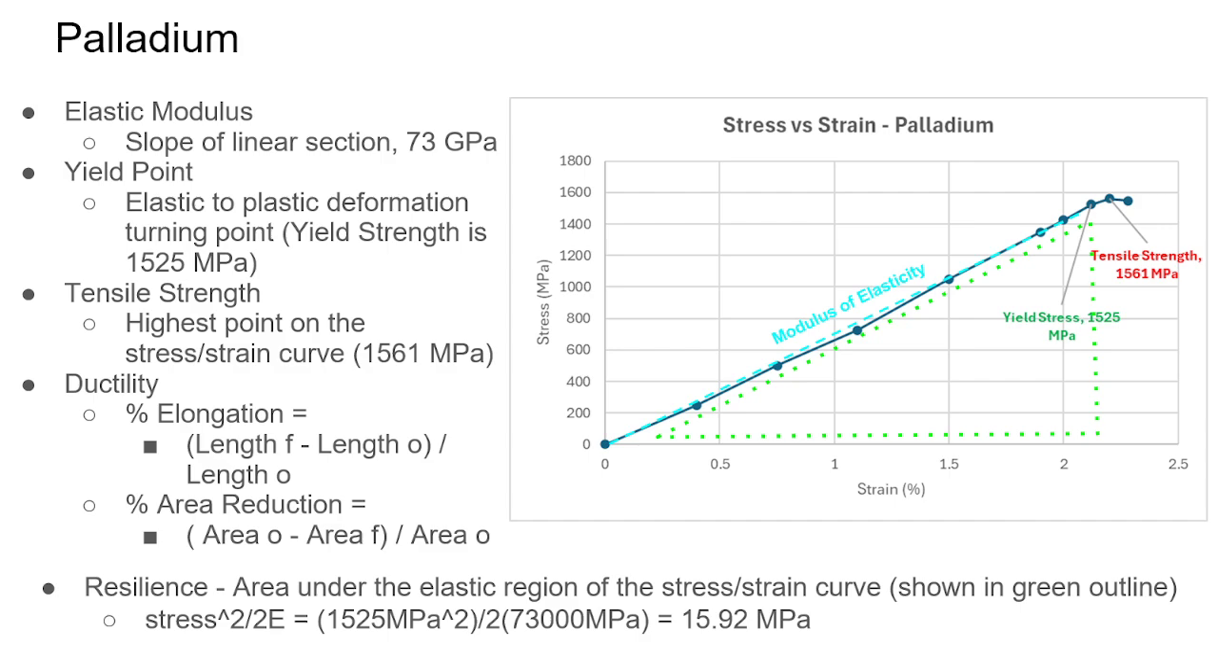But the next item we looked at was resilience, and resilience is measured by looking at the area under the elastic or linear region of the stress strain curve. If you look on the right on the curve, it's shown in the green outline. So the formula for resilience is the stress squared divided by 2 times the elastic modulus. So that was 1525 squared divided by 73,000 times 2, and that turned out to be 15.92 megapascals for the resilience.